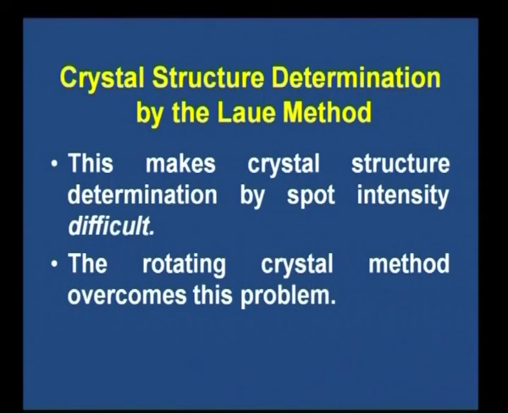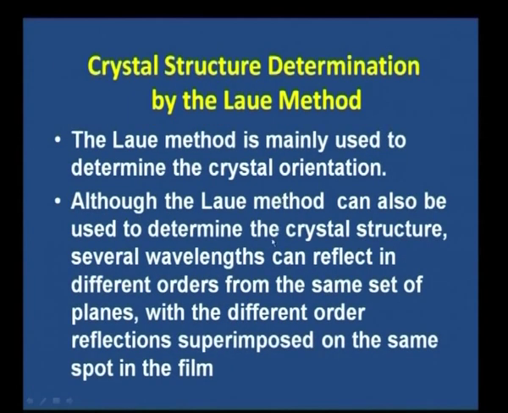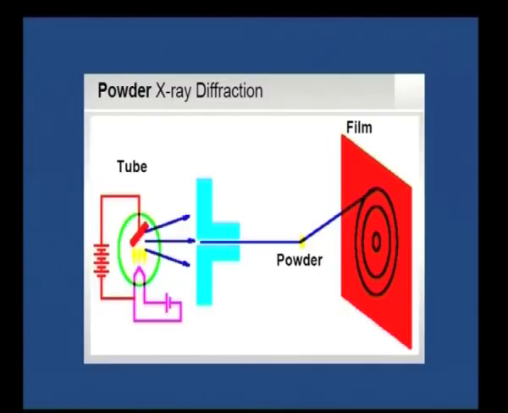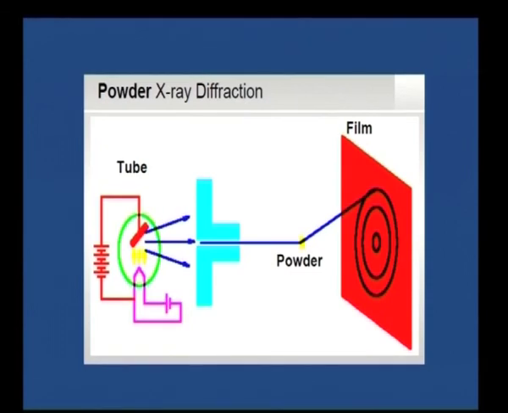So, the rotating crystal method is the method that overcomes this problem, wherein you will not be using a continuous beam. You will be using a polycrystalline material, and you will be using a single wavelength X-ray beam. You won't be using a continuous beam, whereas here you are using a continuous beam. But that is not the case in powder diffraction and things like that.